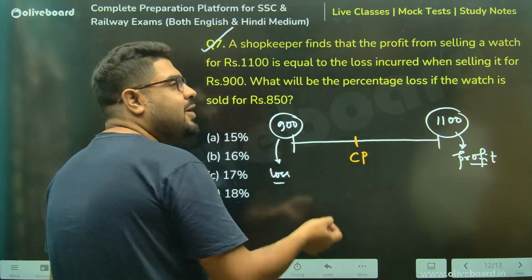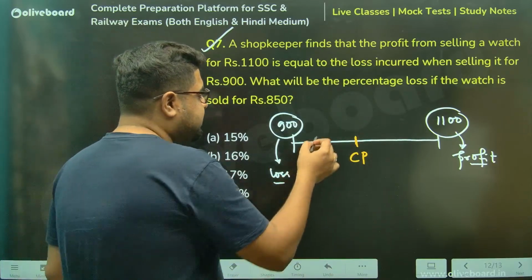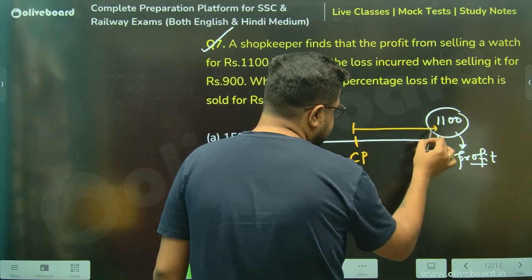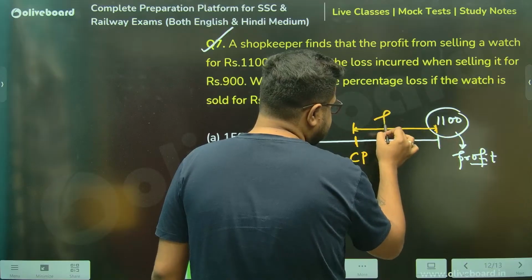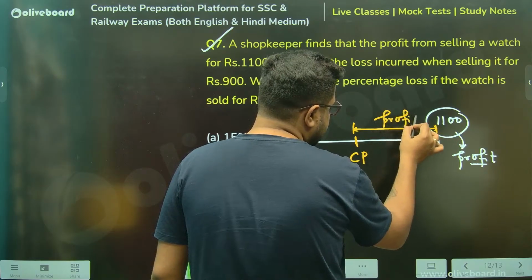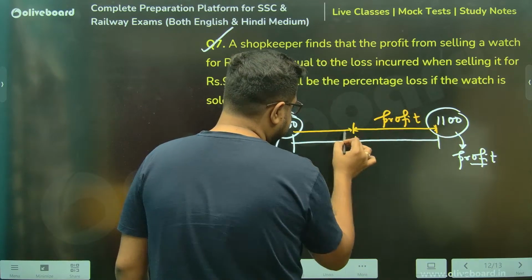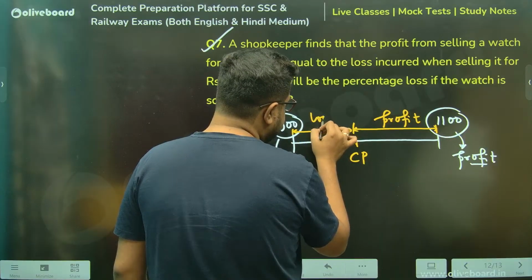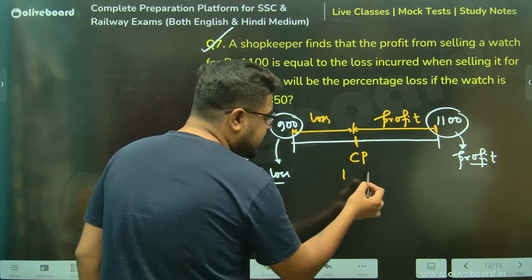Profit and loss are equal. This much part, sir, is your profit, and this much part, sir, is your loss. They are equal, meaning this ratio is 1:1.